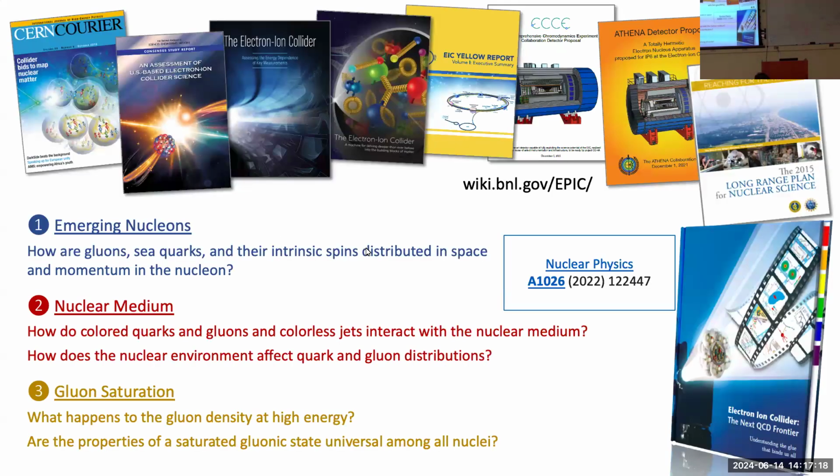So the dominant physics questions have been elaborated during the workshop. This is like emerging nucleons, intrinsic spin distributed in space inside the nucleon. What role does the nuclear medium play? And how does it affect the gluon and the quark distribution? And the question that came up this morning, also about gluon saturation. So there's lots of material available. You worked on that during the workshop.